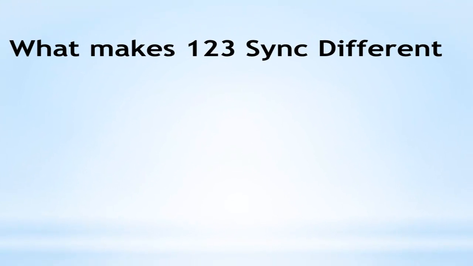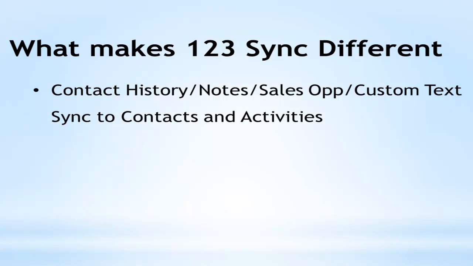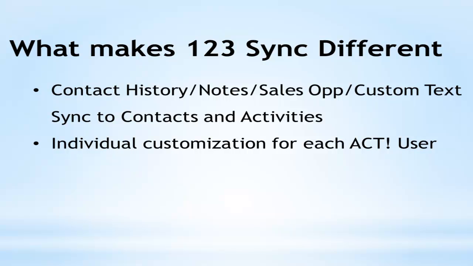So what makes 123 Sync so different? We put the contact history, notes, sales opportunities, and custom text into the contact, and also the activities. So you can open an activity and see all the details about the contacts in that activity. Also, individual customization for each ACT user is provided, which means that each ACT user can have their own different customizations just for that user, which makes it easier to customize the software for everybody.